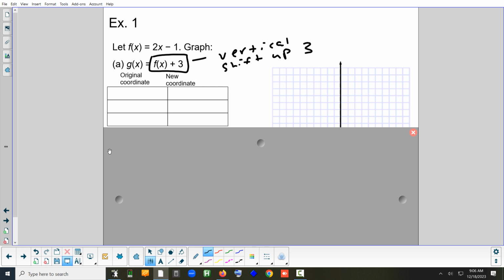What do you think an easy x value would be that I could plug into this formula? Right there. 2. Yeah, 2's a good one. All right, and we're going to plug that in. We'll do that in a second. What's another x value I could pick? 1. Okay, we could do 1. And what's one more x value I could pick?